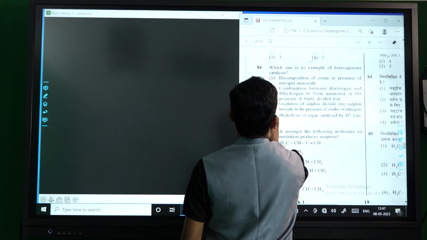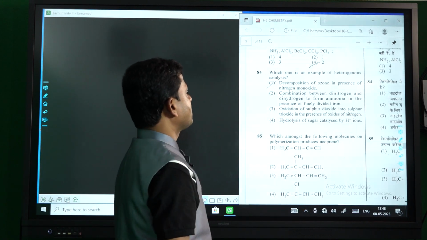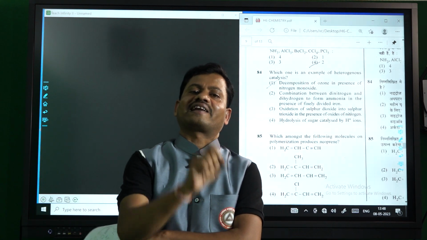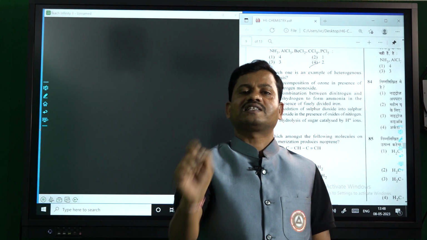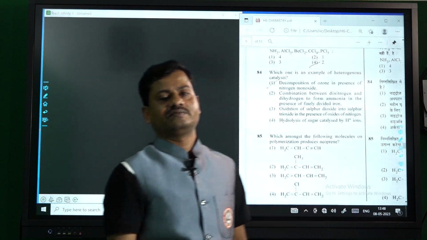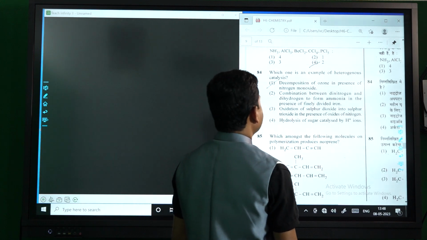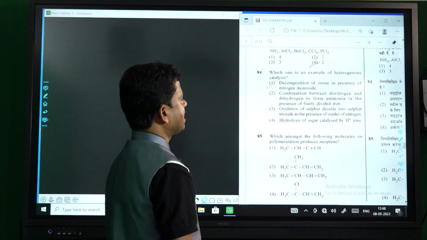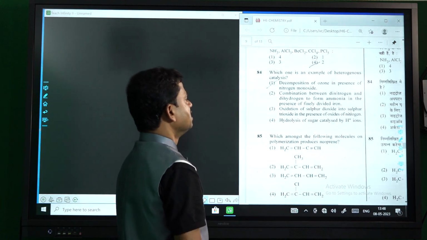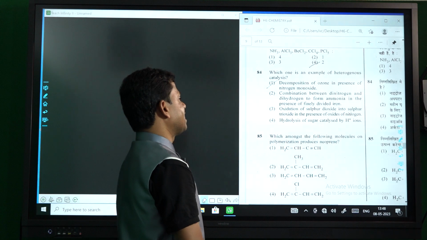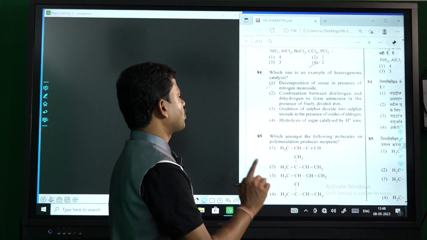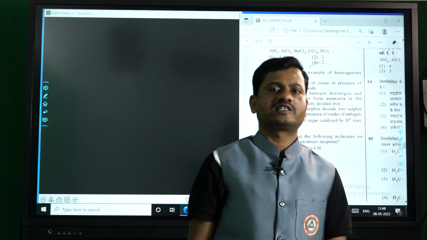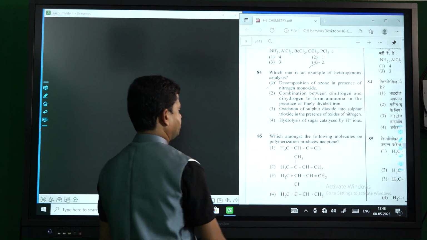So question number 84. Which one is an example of heterogeneous catalysis? Dear students, heterogeneous catalysis means the reactant and the catalyst are present in different physical states. Decomposition of ozone in presence of nitrogen monoxide: no, dear students, ozone is a gas and nitrogen monoxide is a gas. Option 1 is incorrect. Combination between dinitrogen and dihydrogen to form ammonia: both nitrogen and hydrogen gas in the presence of finely divided iron. Iron exists in solid state. So option 2 is correct.